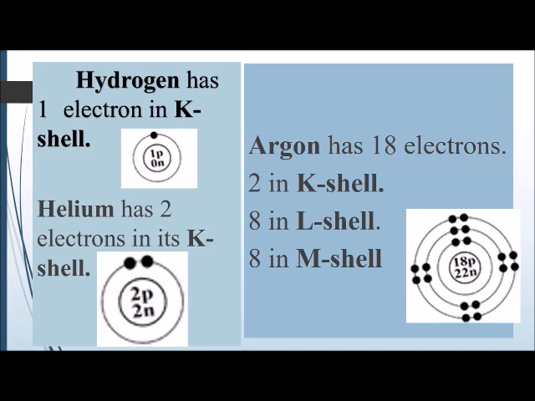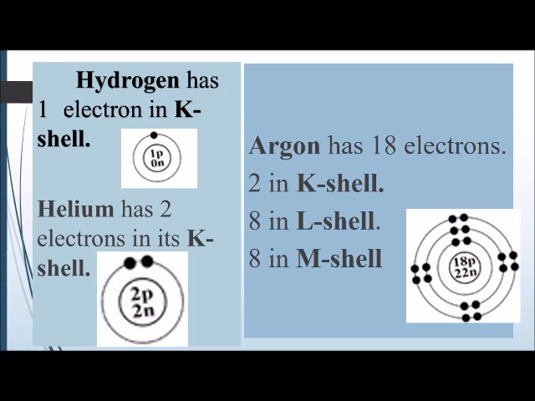Now you could see there are 3 different elements: hydrogen, helium and argon. They all have different numbers of electrons. Hydrogen has only 1 electron, so it is right next to the nucleus in the first shell. As you could see in the nucleus, there is no neutron in the hydrogen atom. Helium has total 2 electrons. Both will be accommodated in the first shell, as the capacity of the first shell, that is K shell, is 2. It can maximum accommodate 2 electrons.